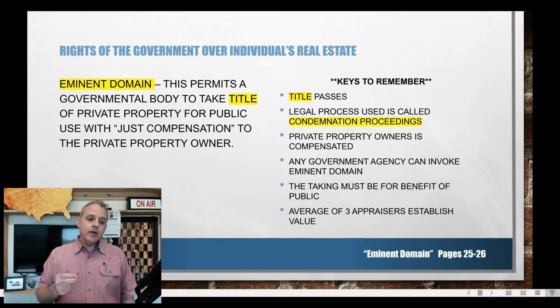But one of the reasons this was put in the Constitution is to prevent the government from simply taking your land and not paying its fair market value. So they have to compensate you, all right? And the way that they do that is they typically send out 3 independent appraisers, and then they take the average of those 3 appraisals, and that's deemed to be fair market value, and that's what the government's going to pay you. So title passes, they use the condemnation process, and they must compensate the owner if they take land using eminent domain. Page 26.